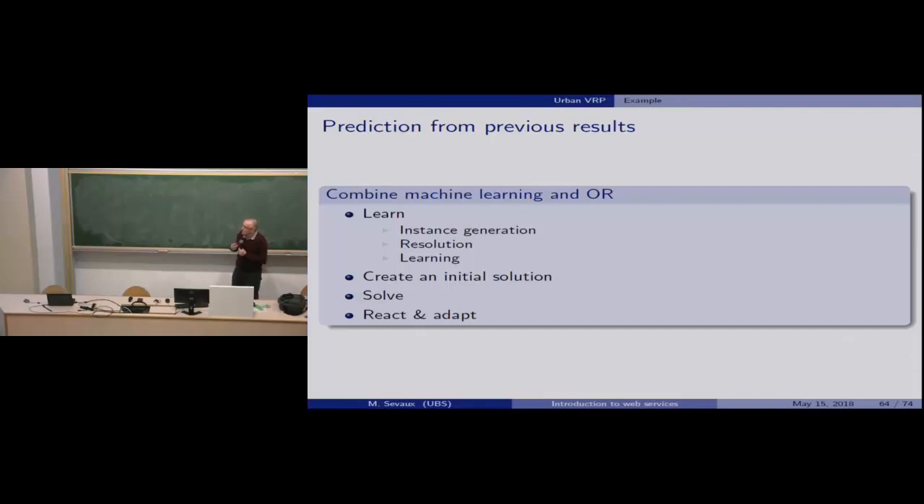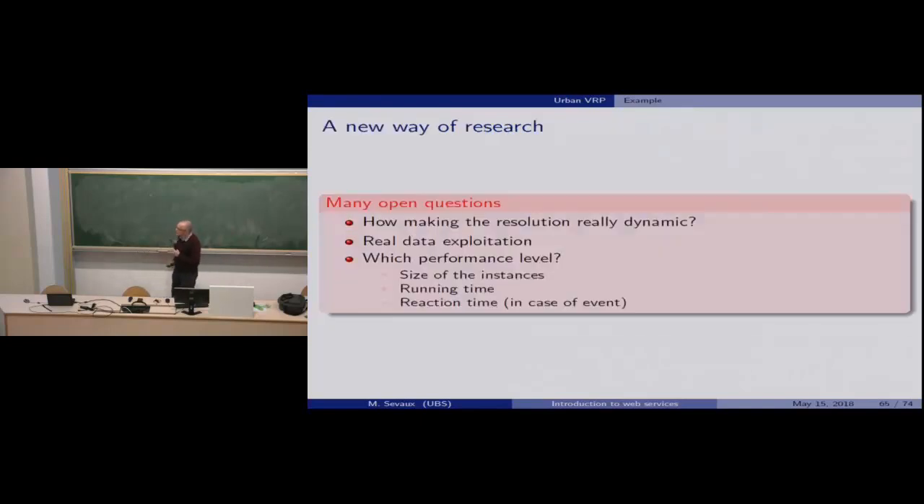Okay, so how are we going to combine machine learning and OR? This is the unknown part of the thesis for the moment, so we still expect a lot from this. Of course, we are going to learn, so instance generation, for example, is one of the most important problems. We are going to solve the problem using the basic algorithm we have, and put in some learning technique to create additional information using past experience. Then you can create your initial solution, solve, react and adapt, which is what we expect to do at the end of the thesis.